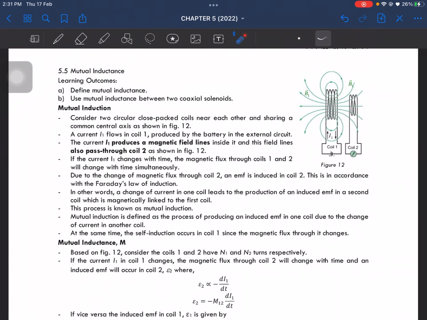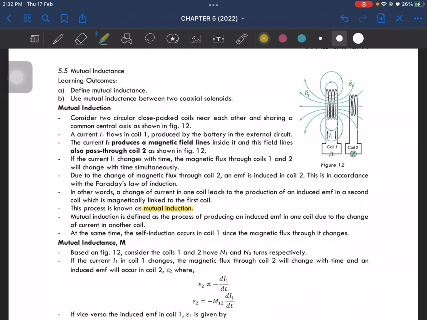Okay, so if the current is changing with time, the magnetic flux through coil 1 and 2 will also change with time simultaneously. Due to the change of magnetic flux through coil 2, there will be an induced EMF produced in this coil. This is following Faraday's law of induction. So in short, a change of current in one coil will lead to the production of an induced EMF in the second coil, which is magnetically linked to the first coil. This is the process that is known as mutual induction.